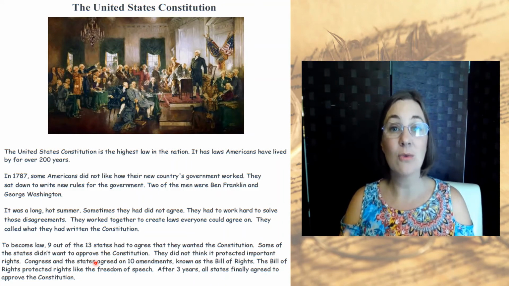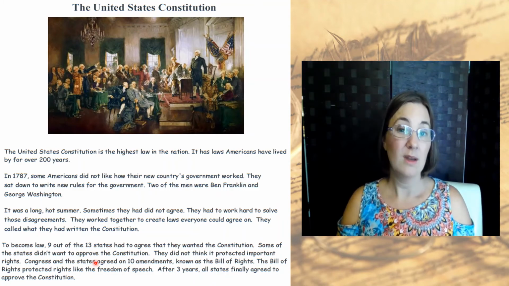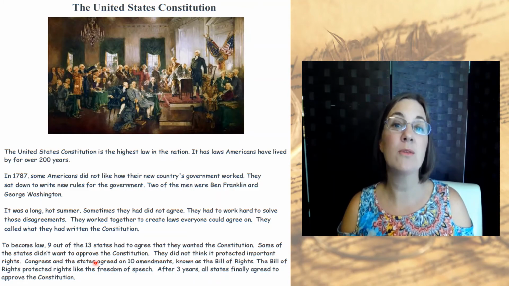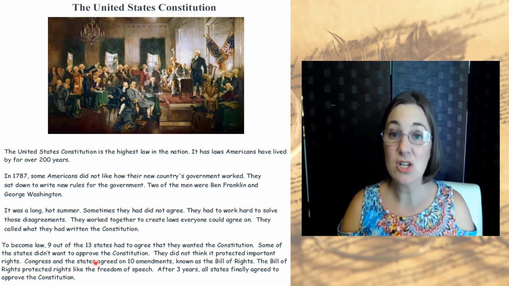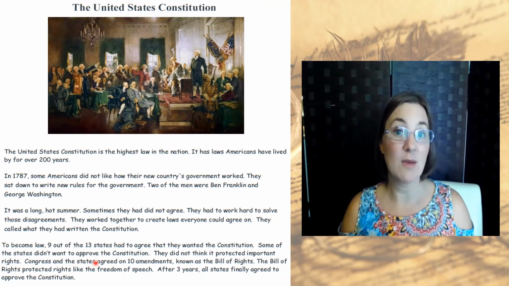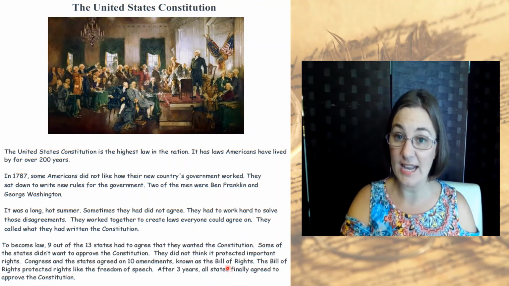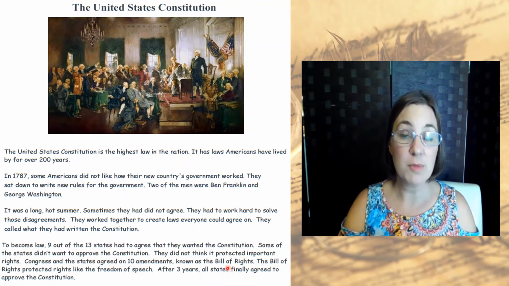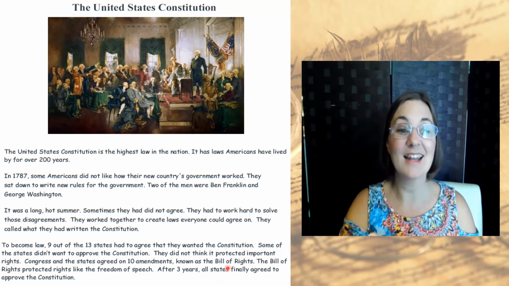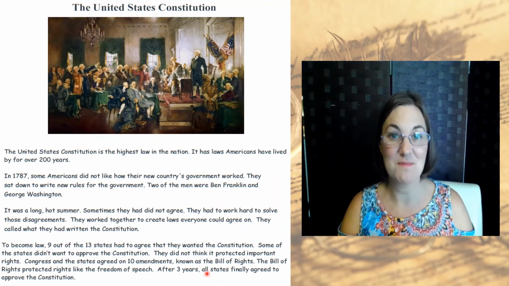That means they had to agree with the Constitution and say, yes, I promise to live by that. But not all of them agreed to approve it, because they thought it was missing some important rights, like the freedom of speech. It didn't actually say in the Constitution that everyone had the right to say what they wanted to say. So they had to go back and fix it with the Bill of Rights and make sure that all of the people's rights were protected in the Constitution. Once they did that, then the states finally agreed to approve the Constitution.